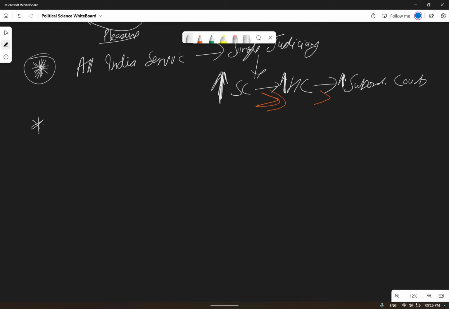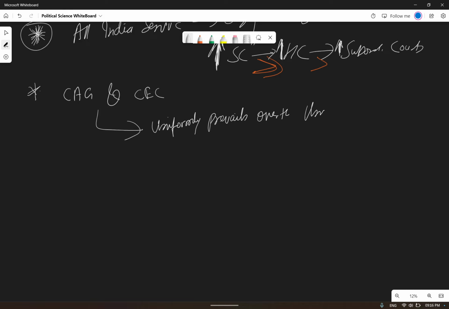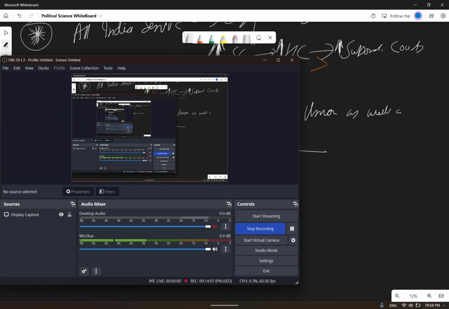And the last part: the authority of the Comptroller and Auditor General, that is CAG, and the Chief Election Commissioner uniformly prevails over the union as well as the states. Okay, as we already discussed.